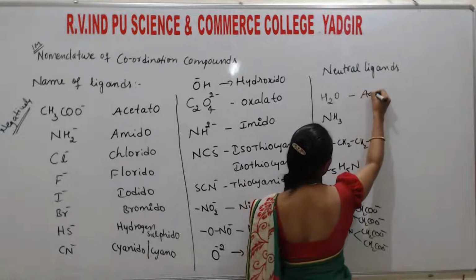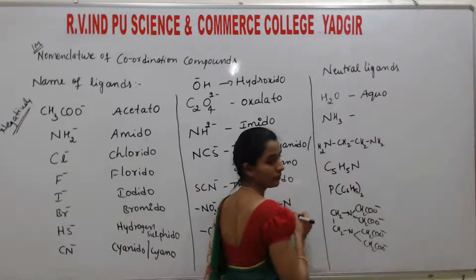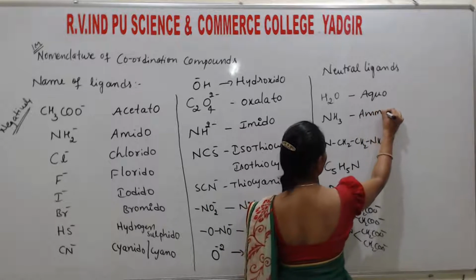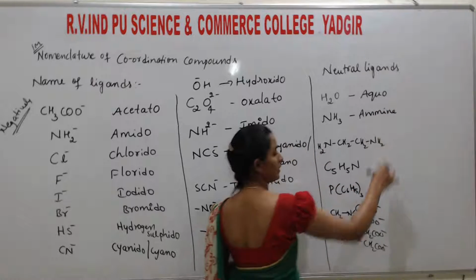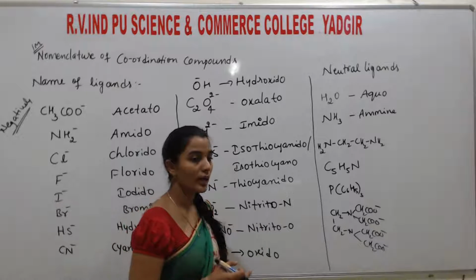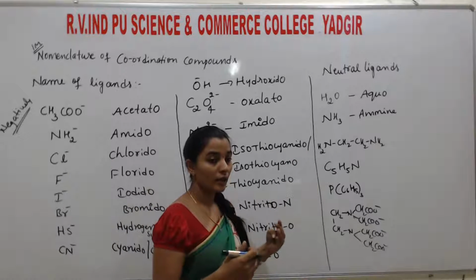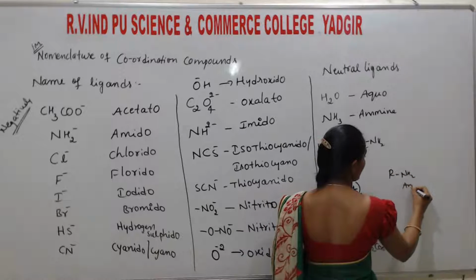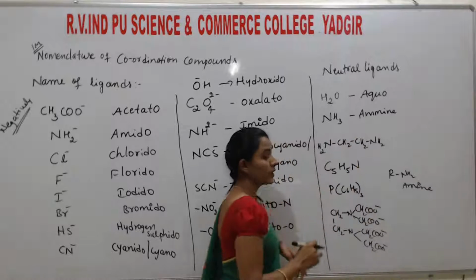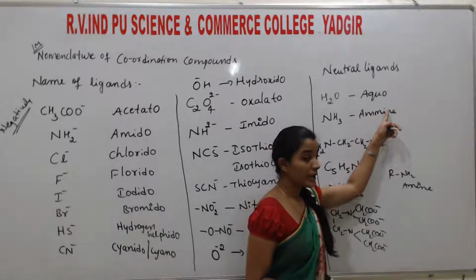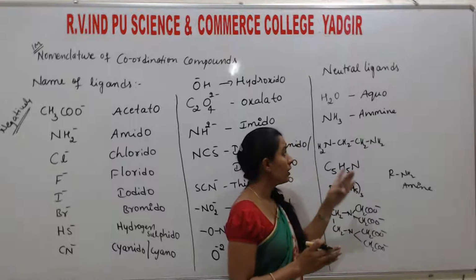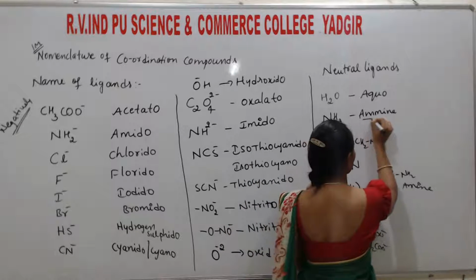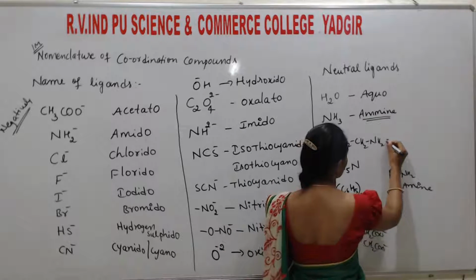First, H2O is named as aqua. NH3 is named as ammine. Remember, AMMINE. That is very, very important. Don't write amine, because amine means RNH2 compounds. So NH3 ligand is ammine with double M. We have to remember, if we miss one M, we will lose complete marks. Understood? This is very, very important.